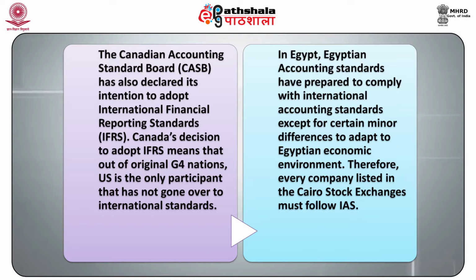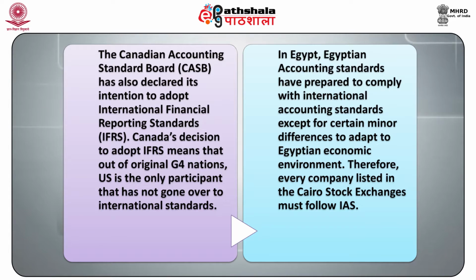Japan, the chief player in the global capital market and the second biggest capital market in the world, is a strong supporter of IASB. The Japanese Institute of Certified Public Accountants is now working in association with the IASB to make the Japanese standards fundamentally equivalent to international standards. Japan too has undertaken a joint project in collaboration with IASB to remove the differences between Japanese accounting standards and IFRS by January 2005. The Canadian Accounting Standard Board has also declared its intention to adopt international financial reporting standards.